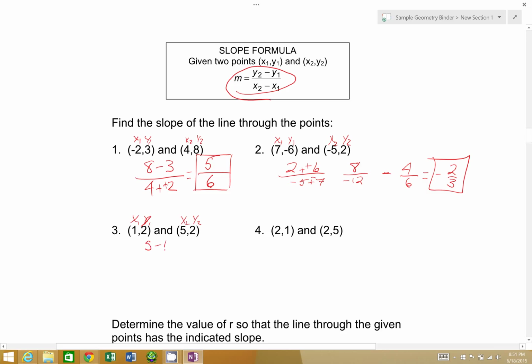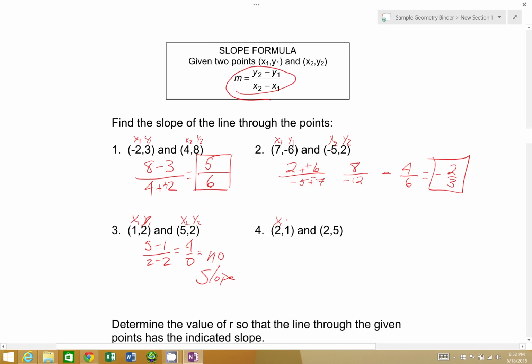5 minus 1 over 2 minus 2. Aha! We have a little bit of a tricky one here. So I have 4 over 0. That is not a possibility. I cannot divide something by 0. It is mathematically inappropriate, incorrect, and just bad. Just bad. Okay? So 4 divided by 0 becomes no slope.